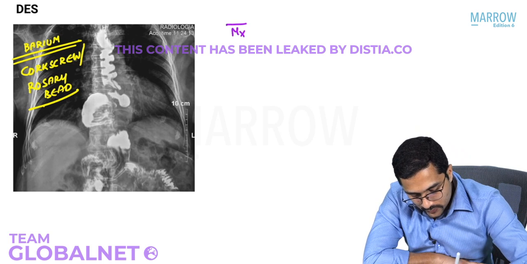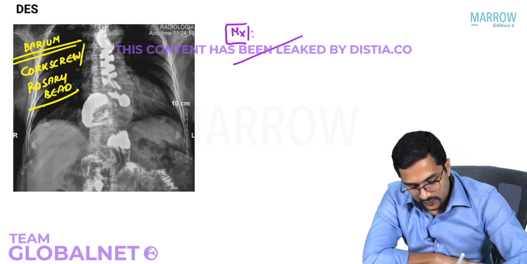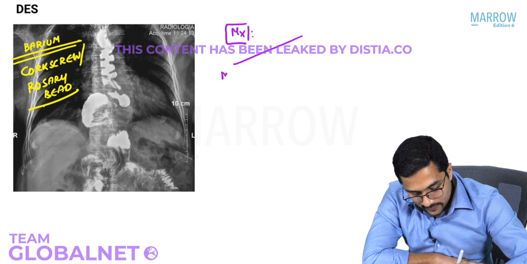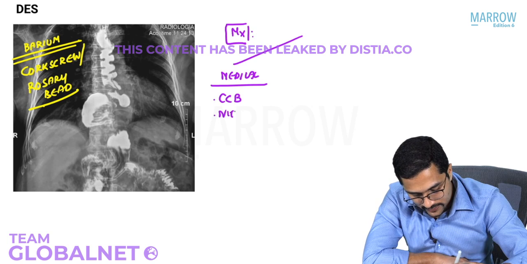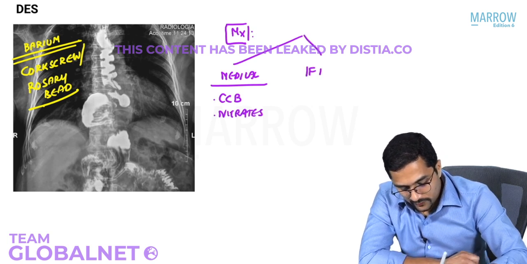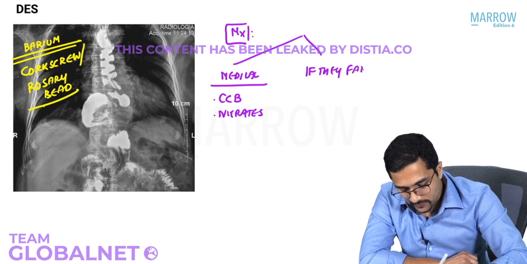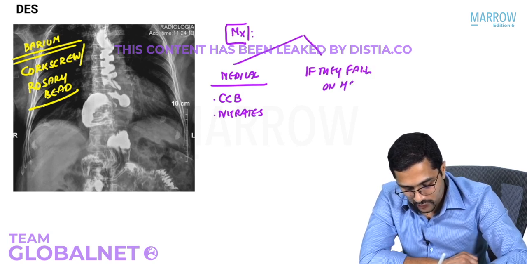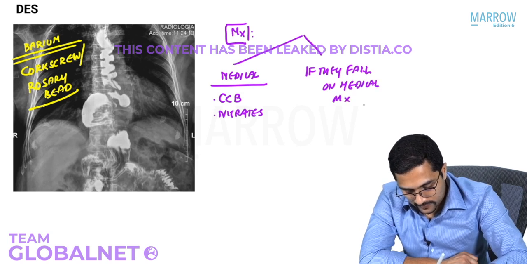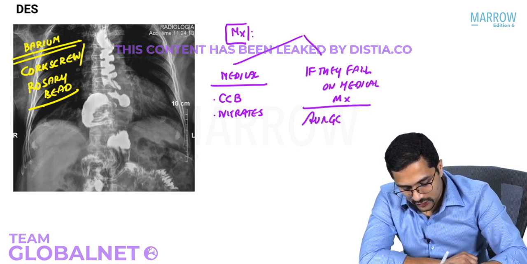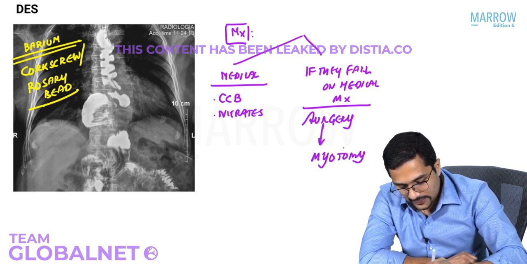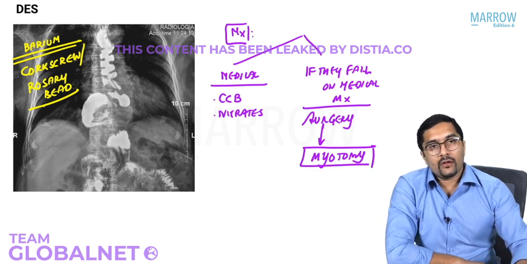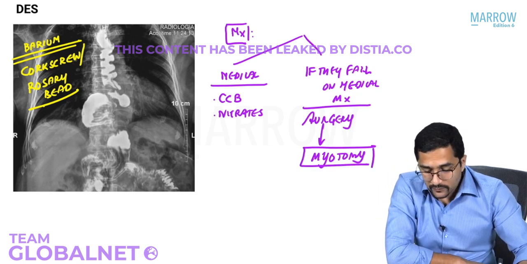The management of diffuse esophageal spasm or distal esophageal spasm is medical management. Medical management is in the form of calcium channel blockers and nitrates, and usually patients do well on medical management. If they fail on medical management, then we carry out surgery, and the surgery which is done is again a myotomy, as we have discussed for achalasia. Similarly, a myotomy is done for distal esophageal spasm as well.